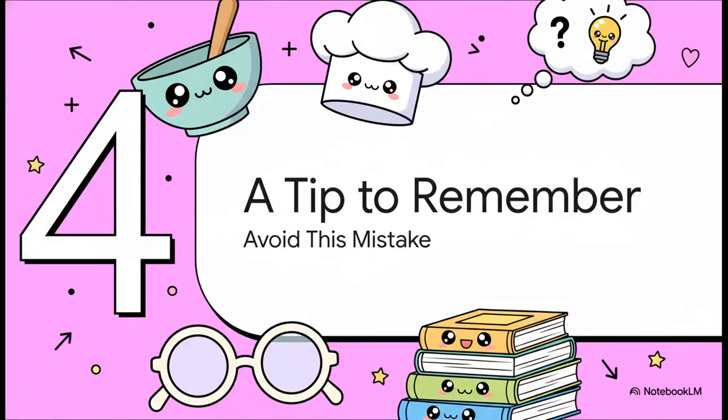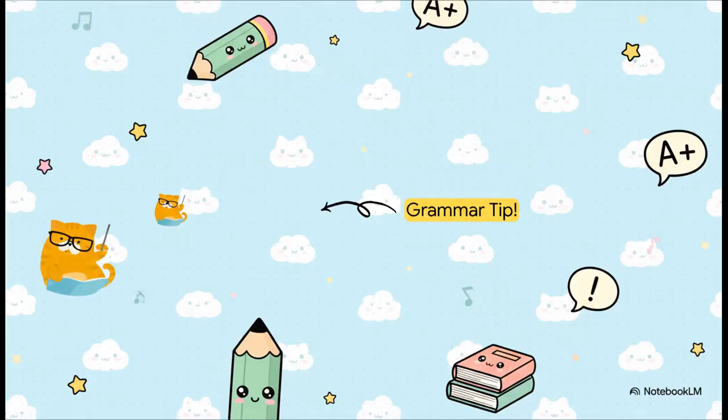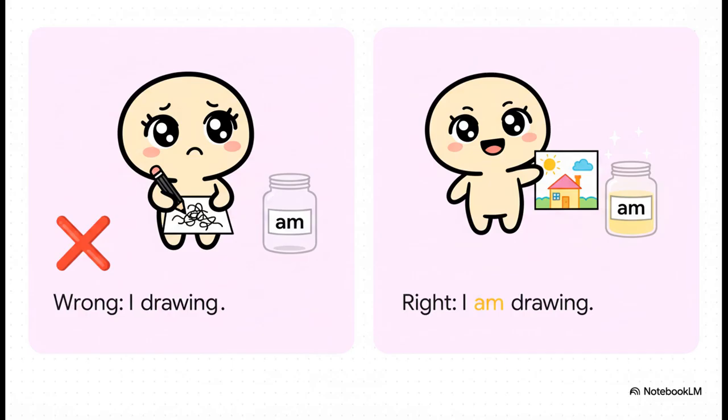Okay, now that you're getting the hang of the recipe, I want to share a really important tip with you. This is all about the most common mistake people make, and I'm going to show you how to easily avoid it. And who better to give us a grammar tip than this very clever-looking cat, right? When you see this guy, you know it's something important that you're going to want to remember. All right, look closely here. On the left, we have I drawing. Now this might sound okay, but it's missing a key ingredient from our recipe. Can you see what it is? It's the helping verb. The correct version on the right includes it. I am drawing. That tiny little word makes all the difference in the world.